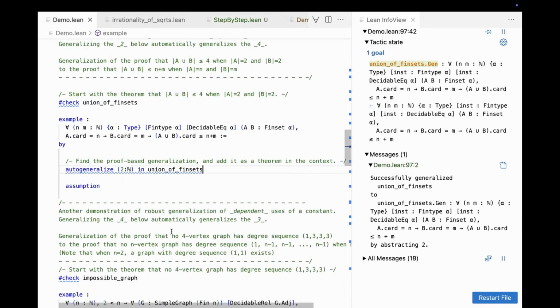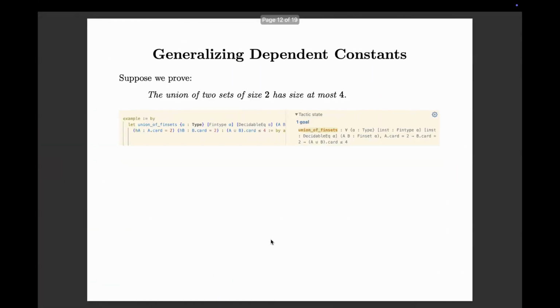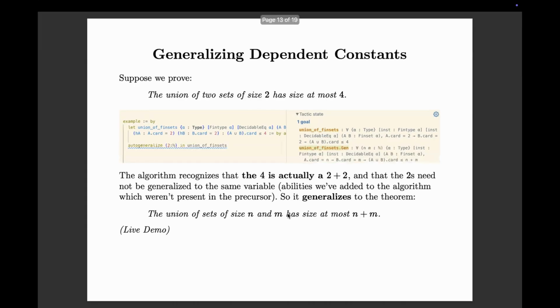So, dependent constants. We could consider the example you gave, or also the example that the union of two sets of size 2 has size at most 4. You should not be able to just generalize the 4 without generalizing the 2, and you can't just generalize the 2 without generalizing the 4. So this algorithm recognizes, by looking at the proof, that the 4 is actually a 2 plus 2 and not a 2 times 2 or something else, and that the 2's need not be generalized to the same variable.